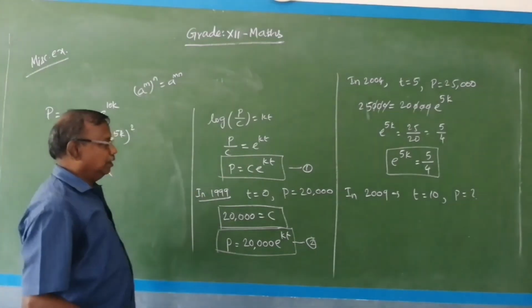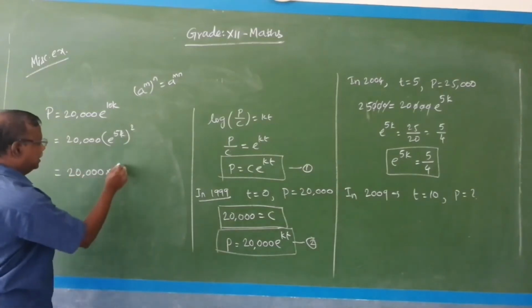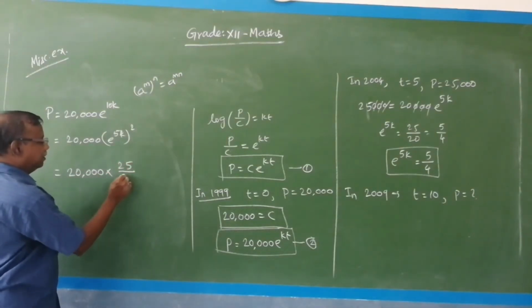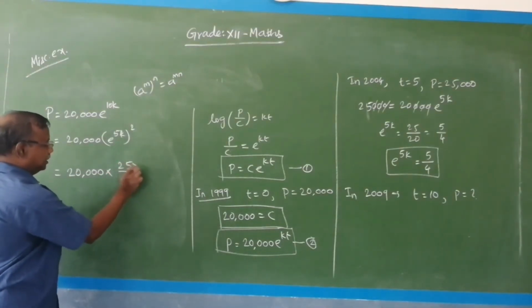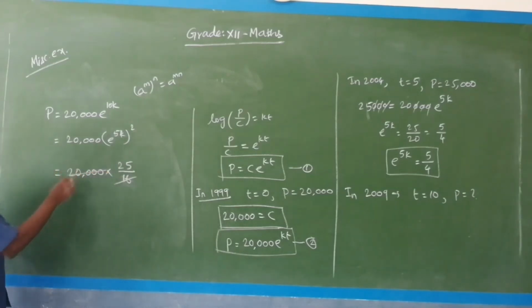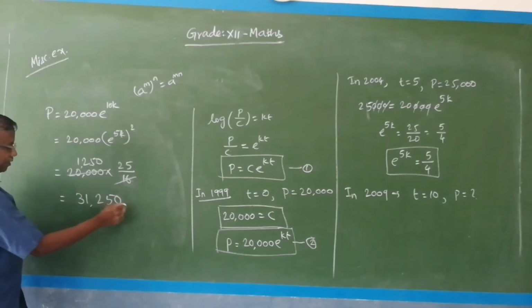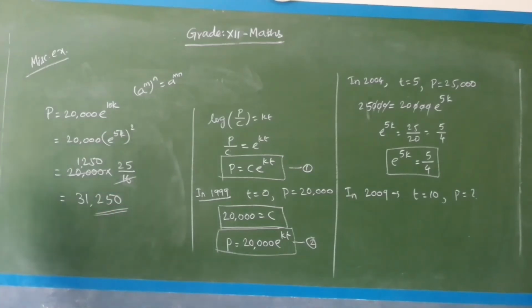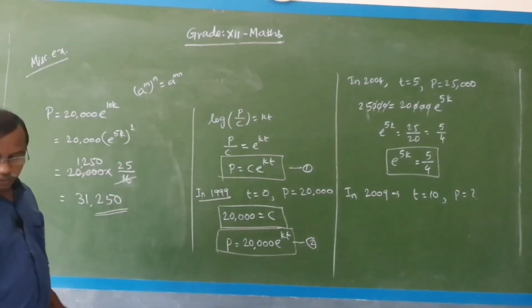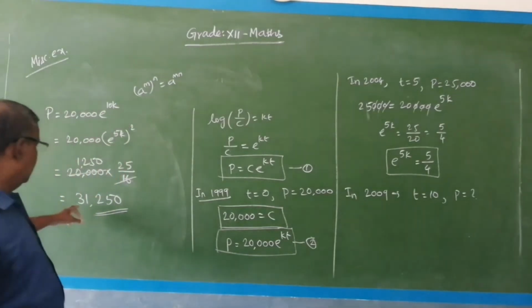We have the value 5 by 4 the whole square equal to 25 by 16. So, eliminating 16, it is 1250, and 1250 into 25 is 31,250. So, this will be the anticipated population in the year 2019. So, this is the answer.